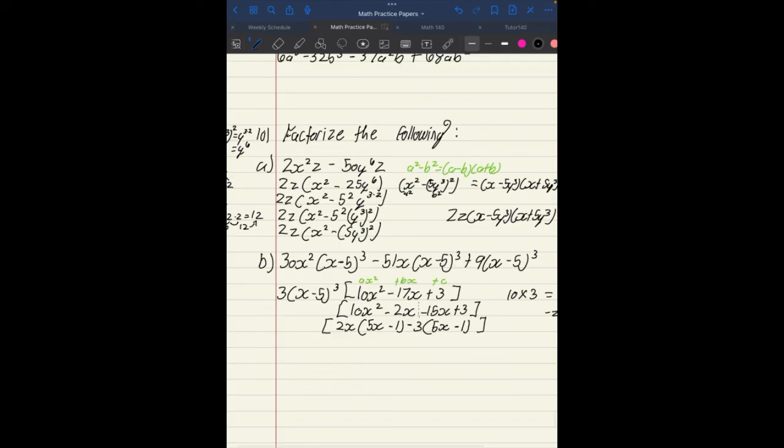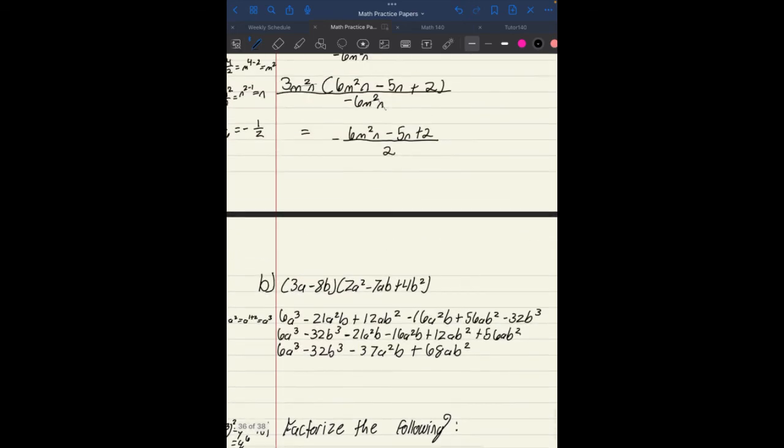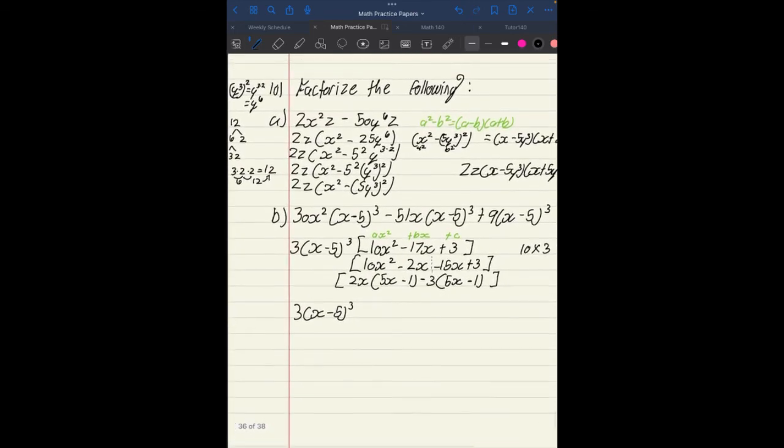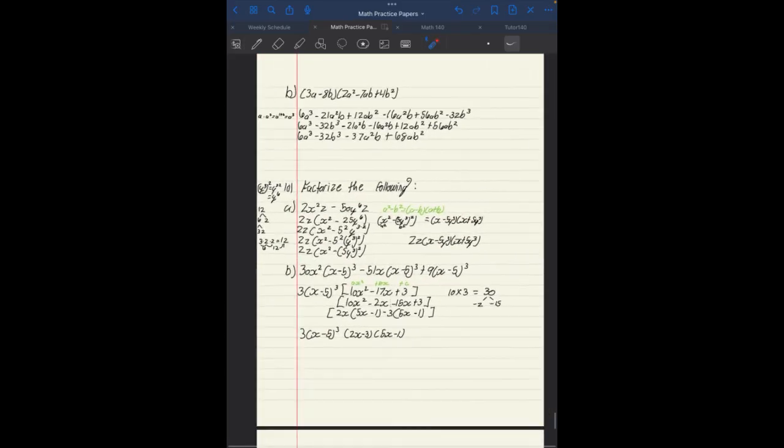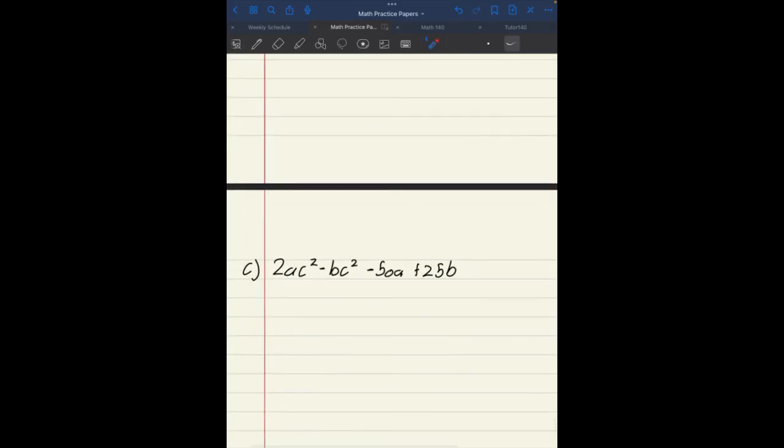So we could rewrite this as 3 times x minus 5 cubed, and now we have 2x minus 3 and then 5x minus 1. These are our factors. So if you multiply this out, it's giving you this. Okay.